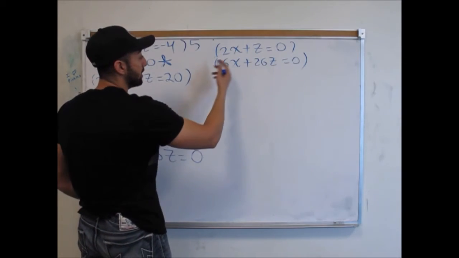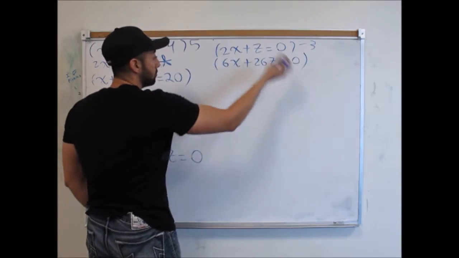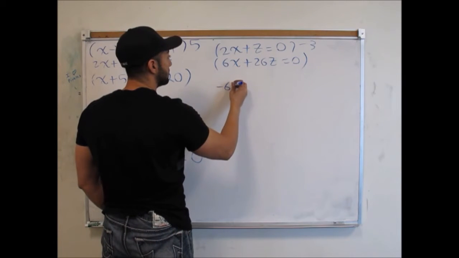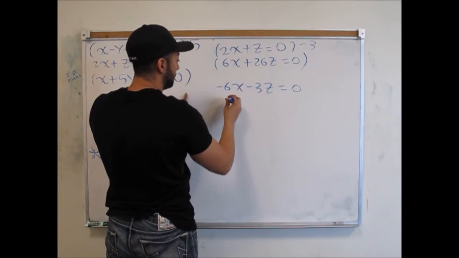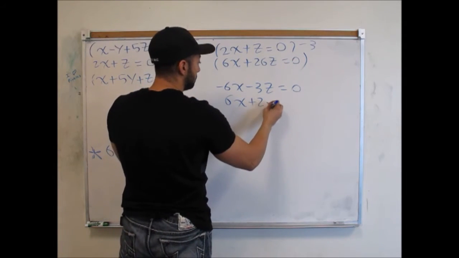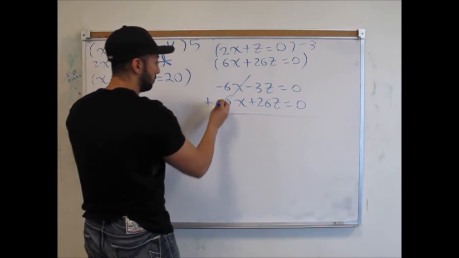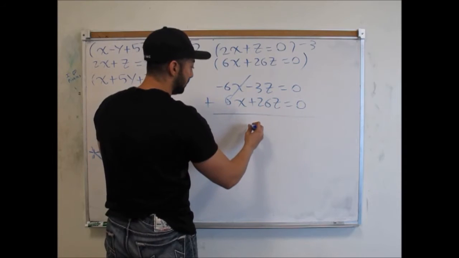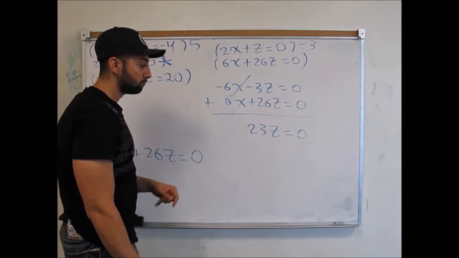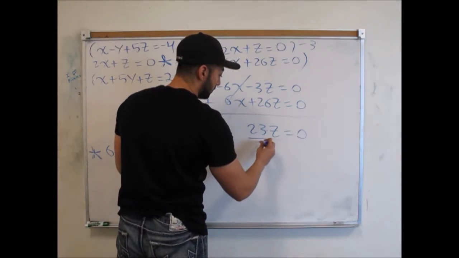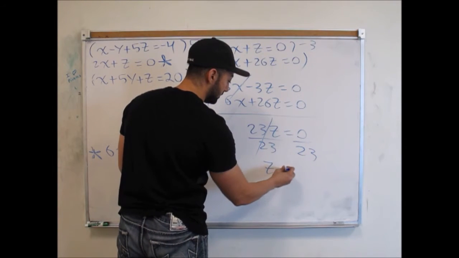So I'm going to cancel out the x's here by multiplying this equation by a negative 3. So doing that, I get negative 6x minus 3z equals 0. And I'm just going to rewrite this because I didn't do anything to it. Okay, notice the x's cancel out because we're adding these two equations. And then 26 minus 3, that would be 23z equals 0. Dividing by 23, because it's being multiplied, the 23's cancel out and I get z is equal to 0.